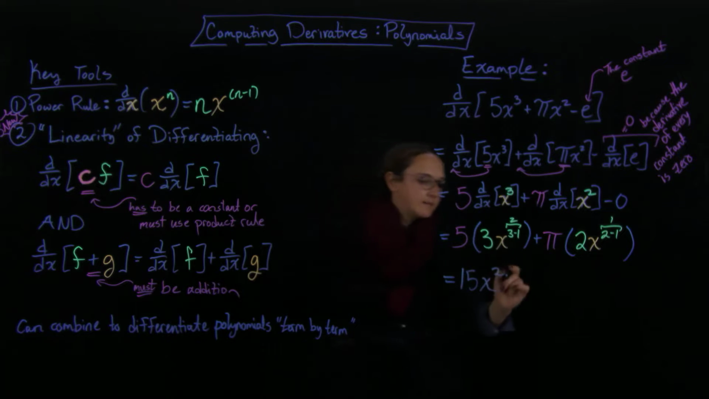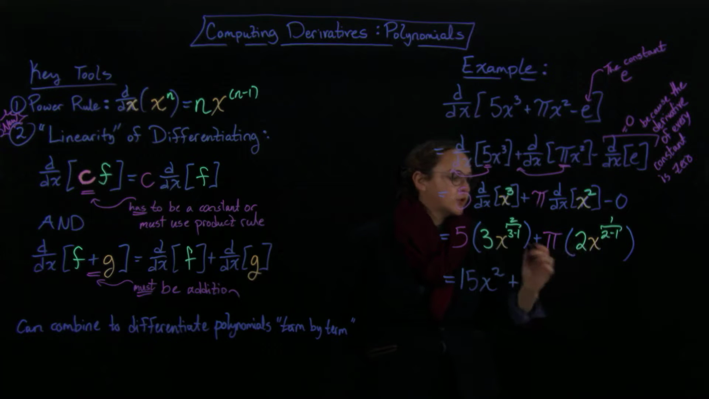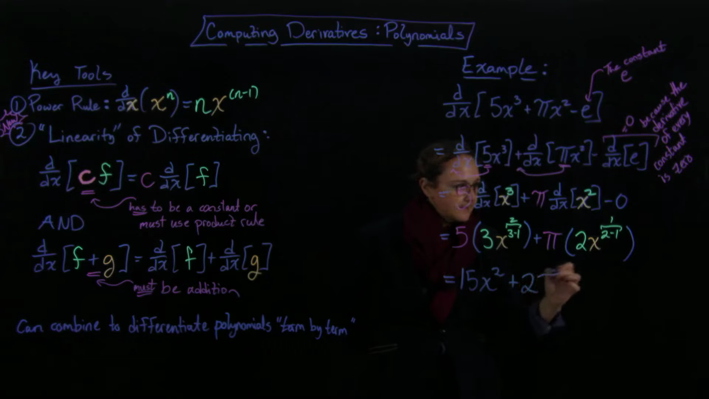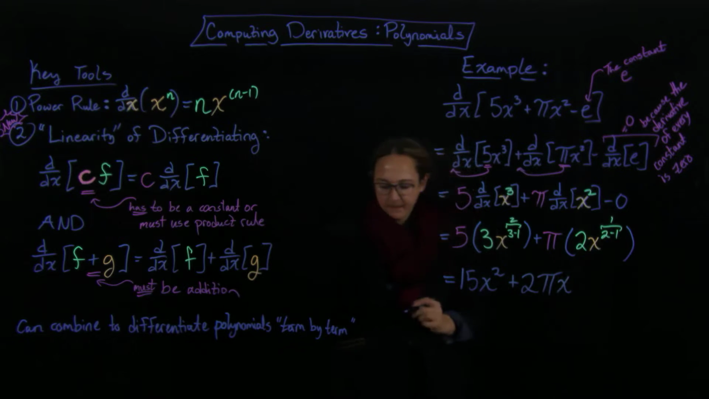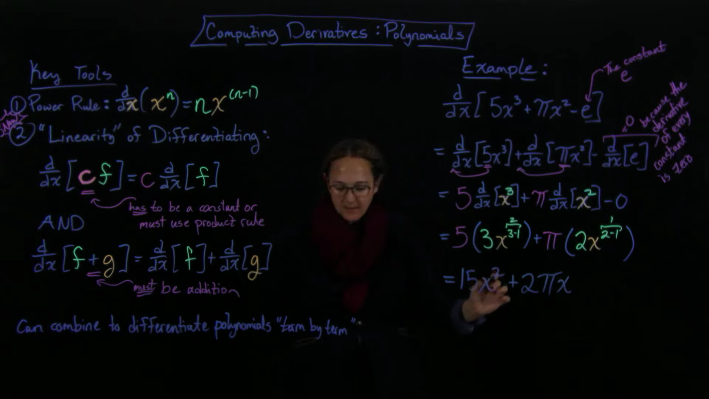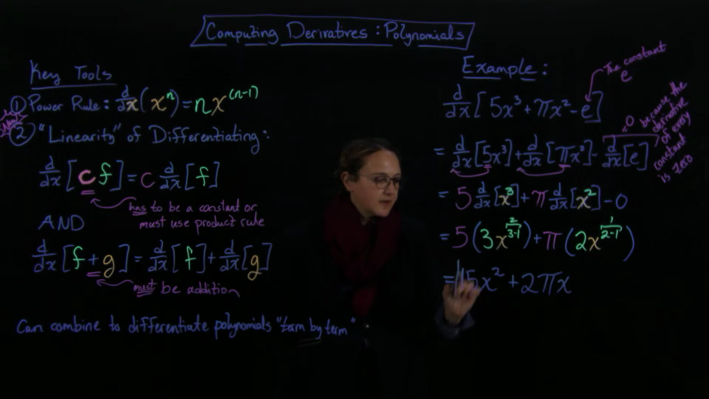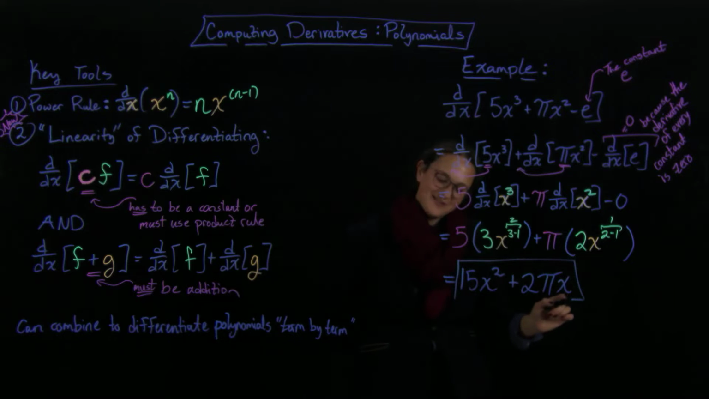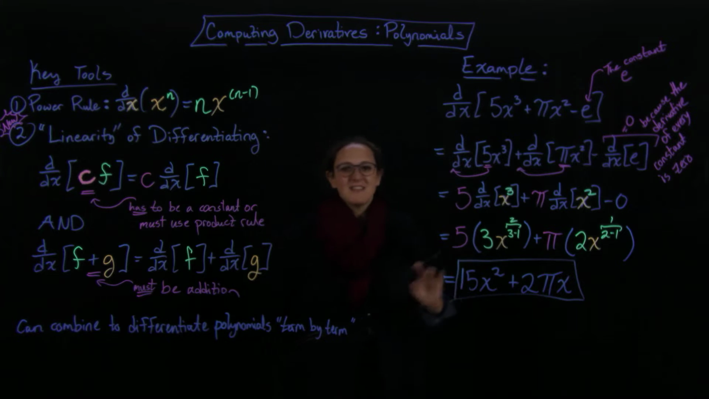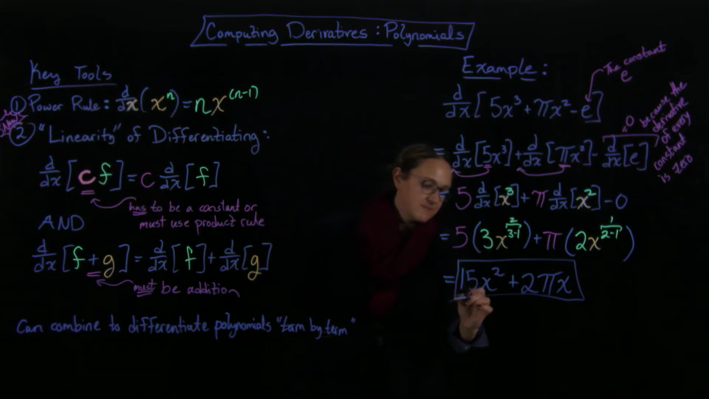I have this x squared there, and then I want to add 2 pi, like this. And then I have x to the 1, so that's just x. Okay, so I have 15x squared plus 2 pi x. I checked my work from before, which is always a good idea. I got the same thing.